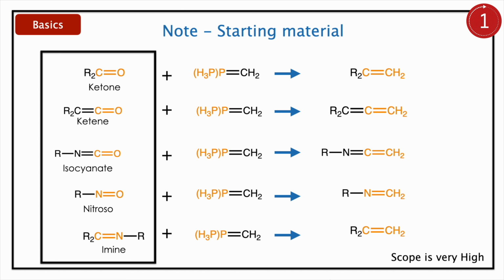Then we will see starting material. Why? Because scope of the reaction is very high. Not only can it react with aldehyde, it reacts with ketone, isocyanate, nitroso and imine. Definitely there are more. But final product is simply CH2 attachment. That's why the reaction got popular. Carbonyl to CH2 conversion with different functional groups. So you should know the scope. You should know the products.